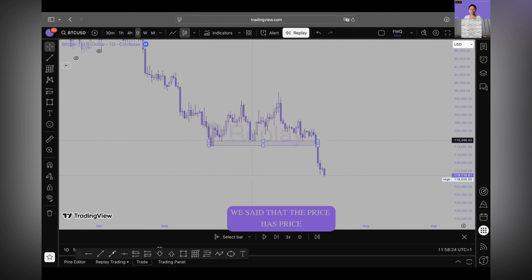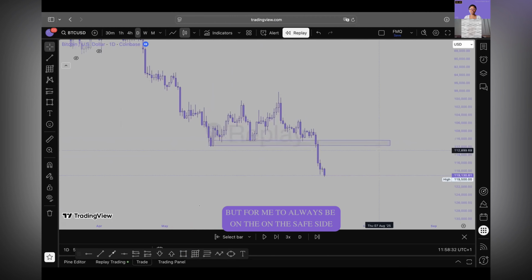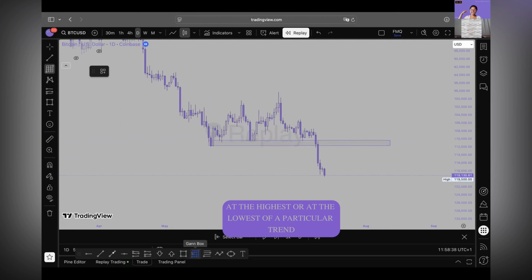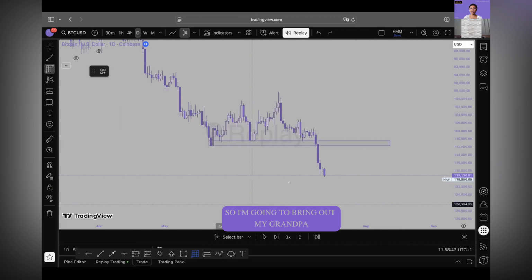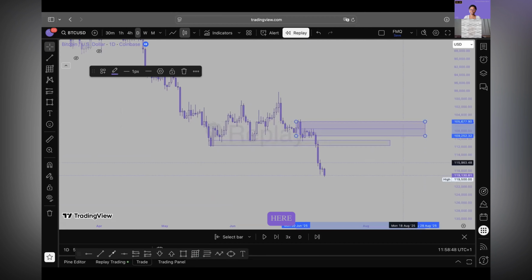We see that the price has touched this zone, price has touched this zone, price has also touched this zone. There's every possibility that price might react here. But for me to always be on the safe side, I like to map out my entry at the highest or at the lowest of a particular trend. So I'm going to bring out my ground box and I'll say, let's see if price will come to give me an opportunity here.